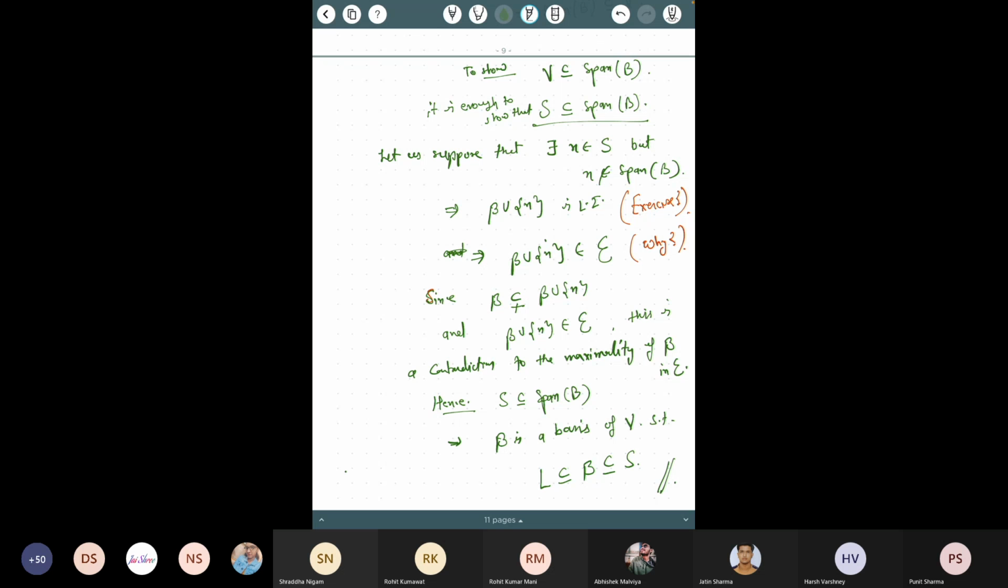So this implies that S is a subset of span of B, but that means S is equal to the span of B is equal to V. That means B is the basis that satisfies this thing. Okay, so you complete this proof, and we can stop here now.